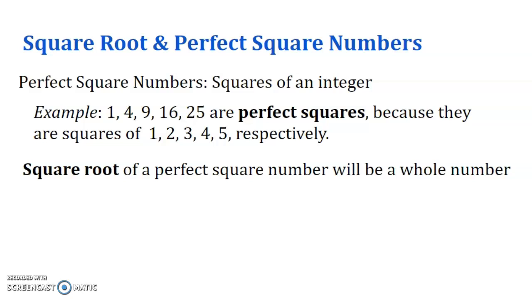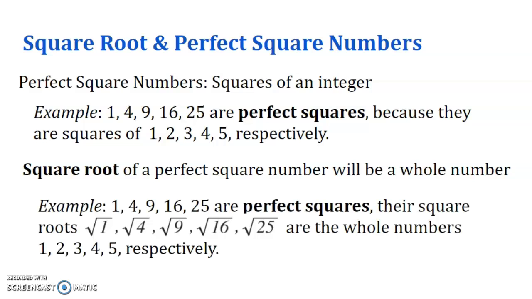Square root of a perfect square number will be a whole number because, so what is the square root of 1? That's going to be 1. What's the square root of 4? That's going to be 2. What's the square root of 9? 3. What's the square root of 16? That's going to be 4. Square root of 25 is 5. That's what it means.